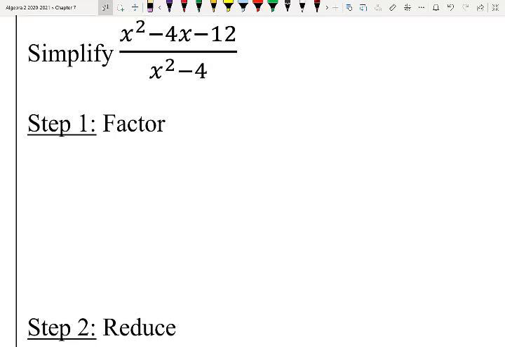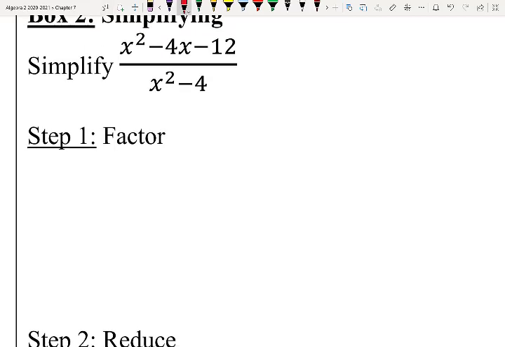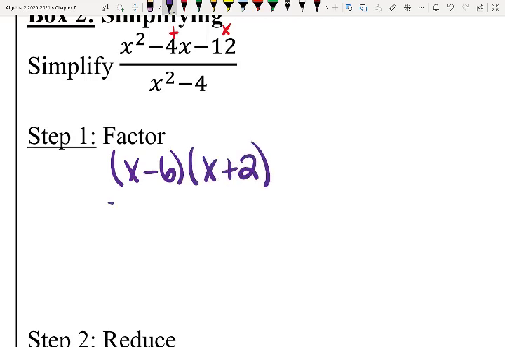Up top, my leading coefficient is just 1. So if I'm trying to factor that, I'm trying to figure out what two numbers multiply together to give me negative 12, but add up to a negative 4. Once you look at the possibilities of the factors that give you negative 12, but add up to negative 4, you should come to the conclusion that x minus 6 and x plus 2 is how that numerator factors out, because negative 6 times 2 is negative 12, but negative 6 plus 2 is negative 4.